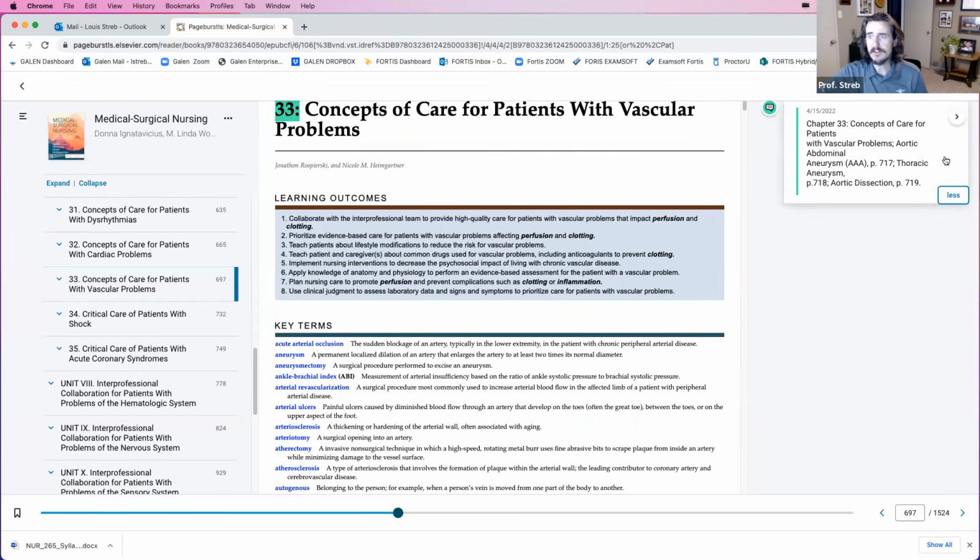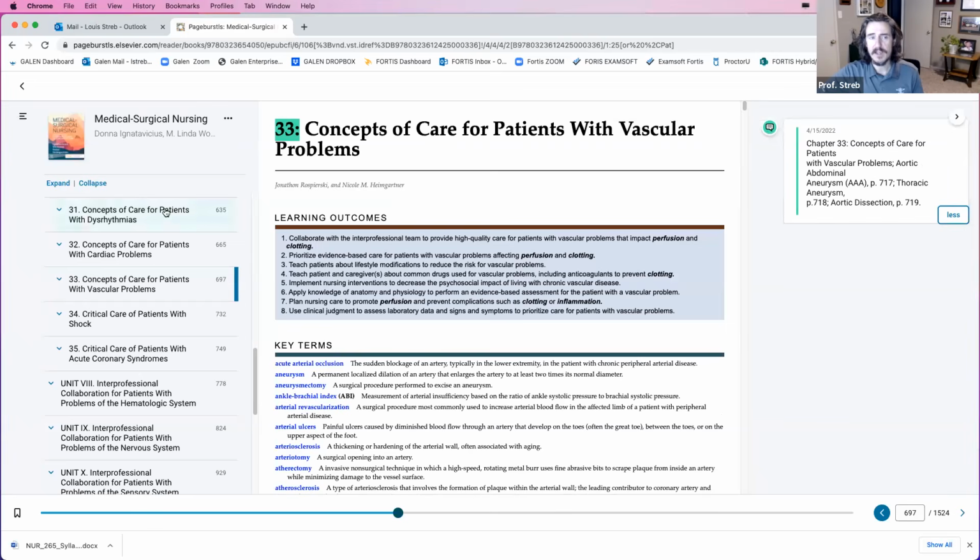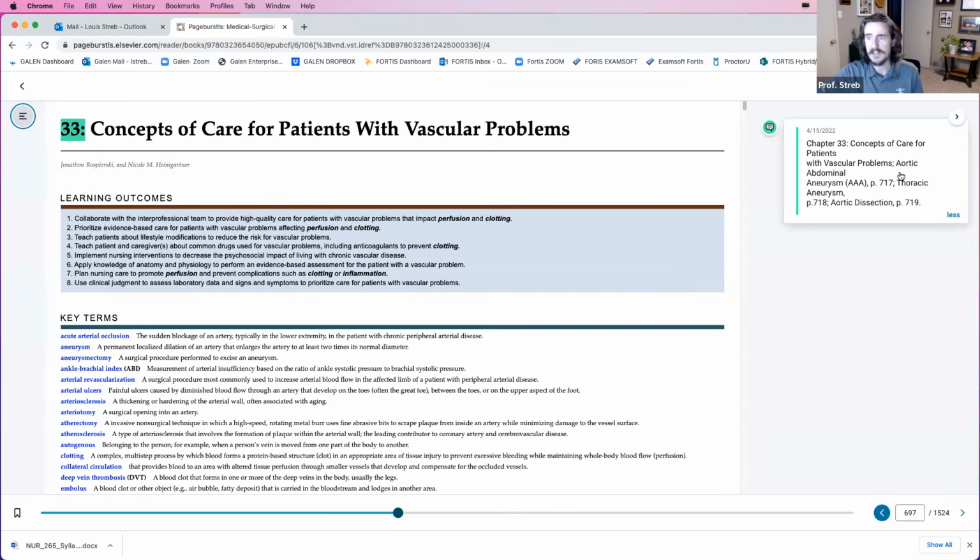All right, so let's look here at this one. Mr. Streb said the same thing: go ahead and copy and paste right from the syllabus what you need to know about this. We are going to talk about abdominal aortic aneurysms, thoracic aneurysms, and a dissection of the aortic aneurysm.